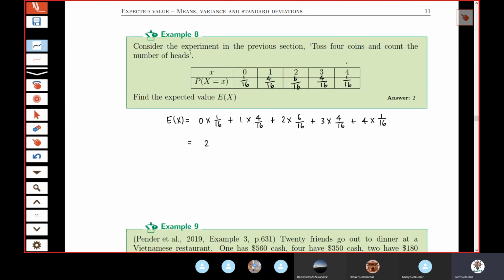But anyways, there it is. So consider the experiment we just did above, the toss 4 coins one. There are the probabilities that we worked out above, and then it just says find the expected value. The expected value would be 0 times 1/16, 1 times 4/16, 2 times, 3 times, 4 times, add it all up, you get your expected value being 2. Probably the easiest 2 marks you're gonna see in your exam. Okay, any questions?